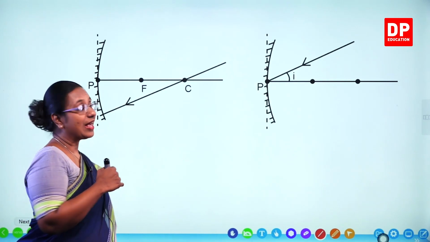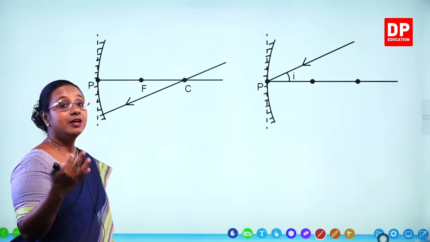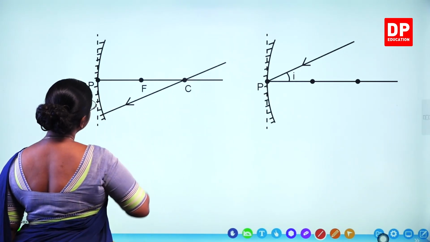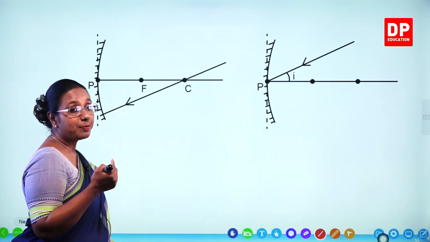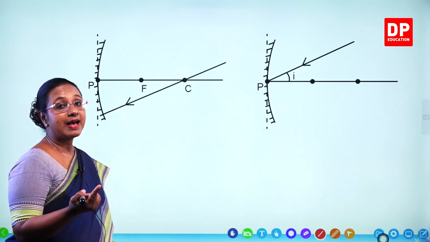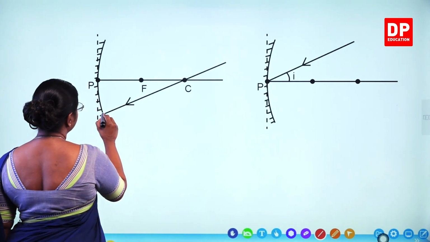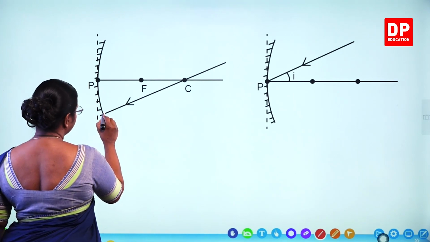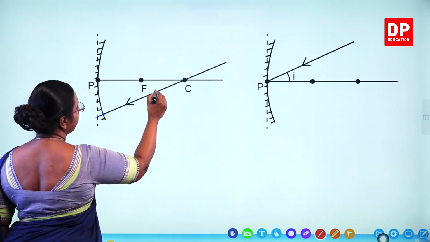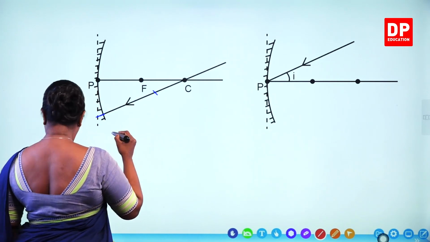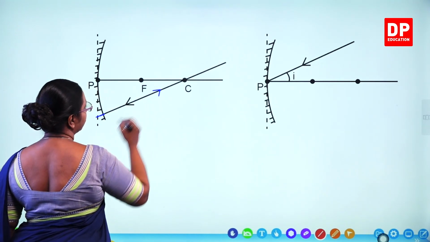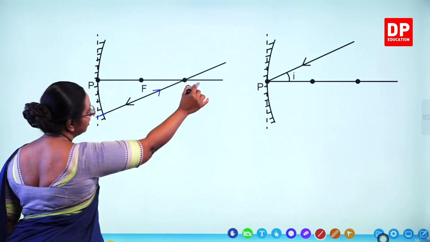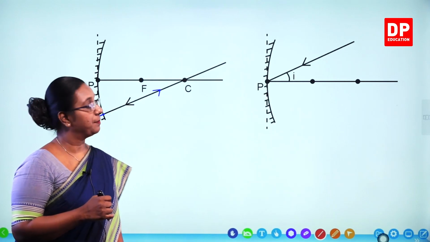I am sure you know that. I am just trying to revise what you have learned before. So a ray coming through the center of curvature, what happens to that? It reflects back in the same path. So again here I will draw the ray up to that point. But here if we show an arrow, that is more than enough. The ray coming through the center of curvature reflects back in the same path.